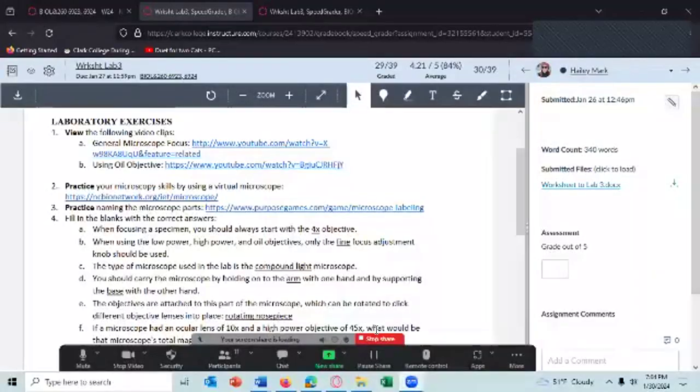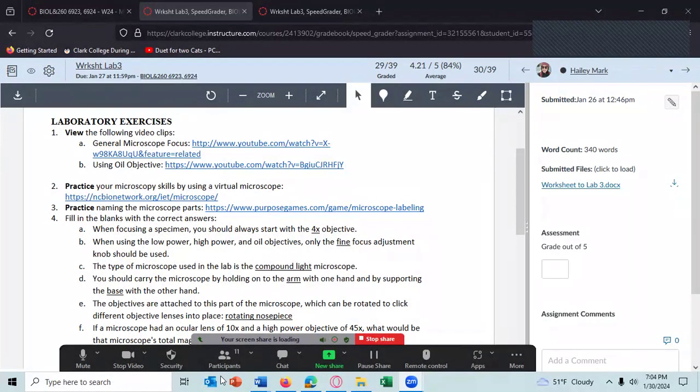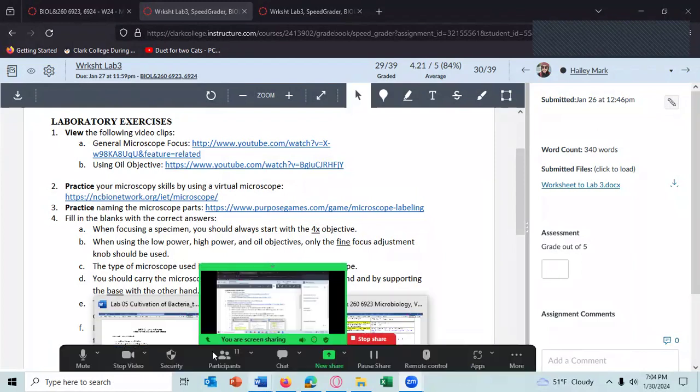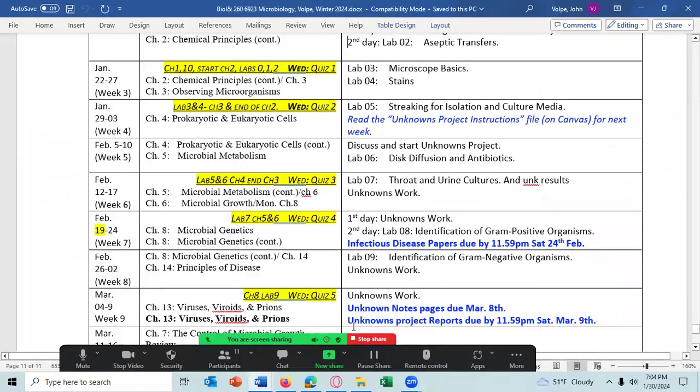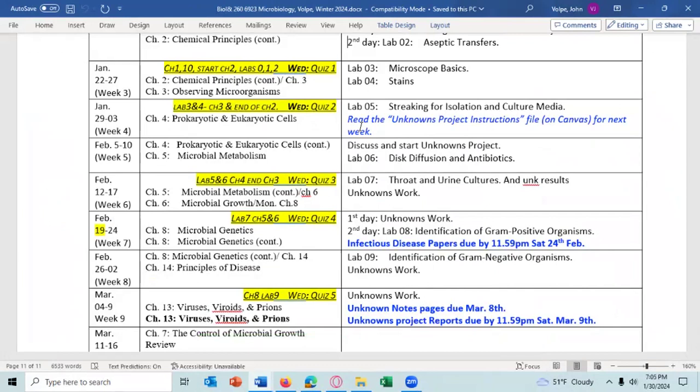Let me start sharing my screen again. Nope, that's not what I want. There we go. The syllabus. Today is January 30th, and we should be working on Lab 5. You need to also read the unknown project instruction file on Canvas for next week. Next week, I will be talking about the unknown project, and you will be starting the unknown project next week.